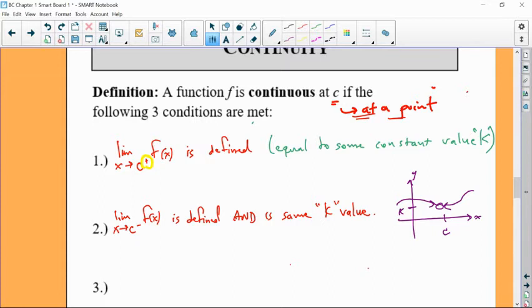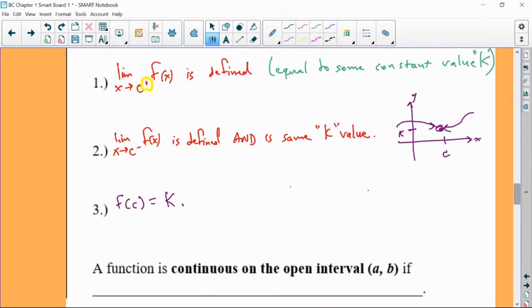But your limit from the left and right could be equal to each other, and your function would not be continuous unless that hole is filled in. So how do we determine that? We need to make sure the actual function value f of c is equal to that k value, so the function has to be defined there. The limit from the left has to equal the limit from the right, which has to equal the function value. Now notice there are no limits here. It's just the function value.